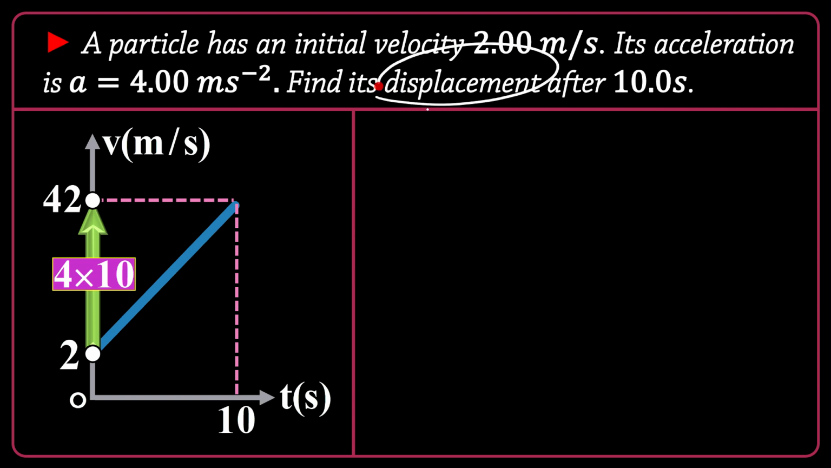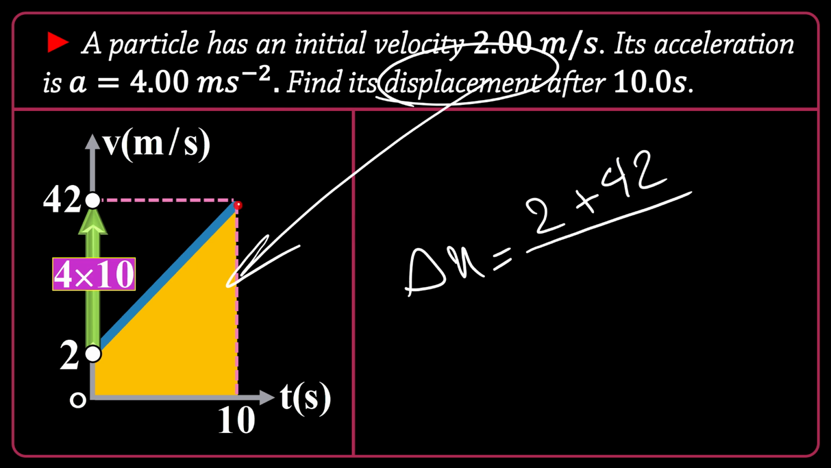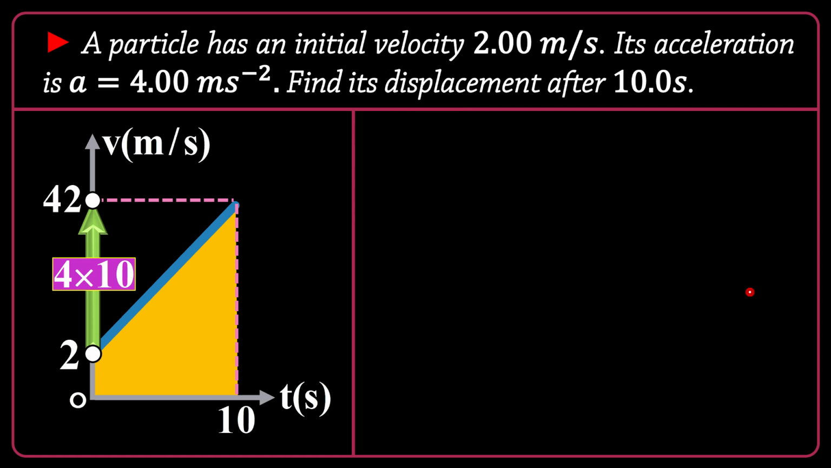Okay, the displacement is the area under the graph. The area under the graph will be a trapezoid. So delta x is going to be the small base, which is 2, plus the large base, which is 42, and then divided by 2, multiplied by the height, t, 10 seconds. Seems to be 44 over 2 times 10, and it's 220. That's all. So 220 meters, the total displacement. This is the first approach. The second could be based on equations, as you wish.